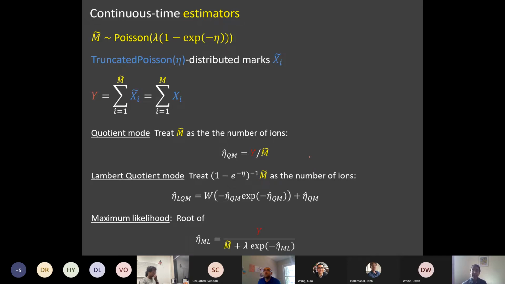A statistically principled thing to do is to compute a maximum likelihood estimate. This turns out to be the unique root of the equation given here. And it turns out also that instead of going through the derivation of the ML estimate, if you instead think about computing the minimum mean squared error estimate of m and plug that in, you get the same result. So we have a few different estimators that use this additional information from continuous time measurement.